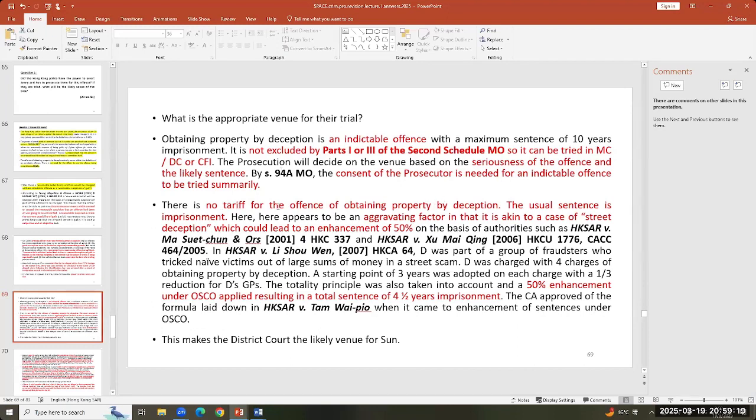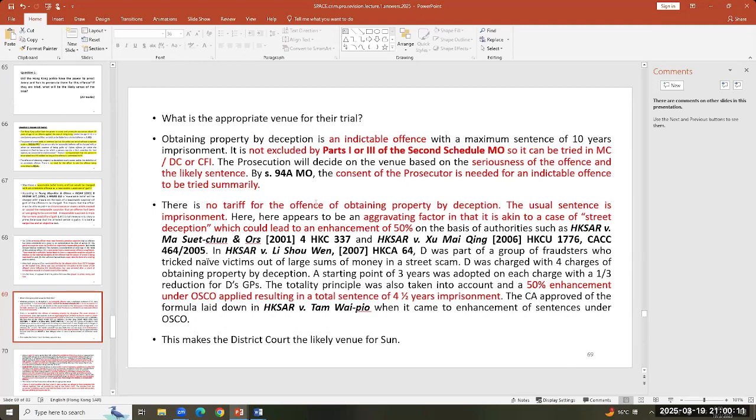Now, there isn't actually a tariff for obtaining property by deception because it can be committed in a wide variety of circumstances, and there's a wide range of the seriousness of this offense. But the usual sentence is imprisonment. In your lecture notes, in lecture 5, under the aggravating factors section, I've put in, from the year 2000 onwards, a lot of cases of these kind of scam deceptions, street deceptions, tonic medicine cases. What these authorities say is that there can be an enhancement of up to 50% for these street deception cases.